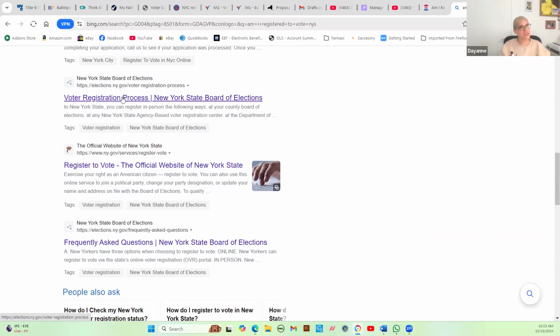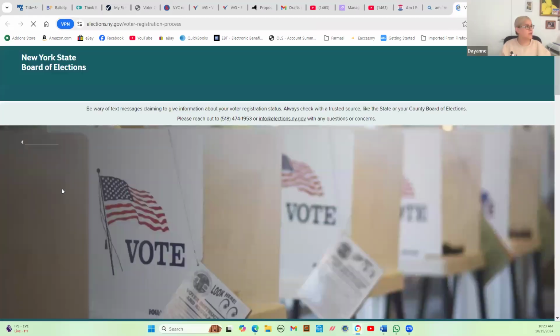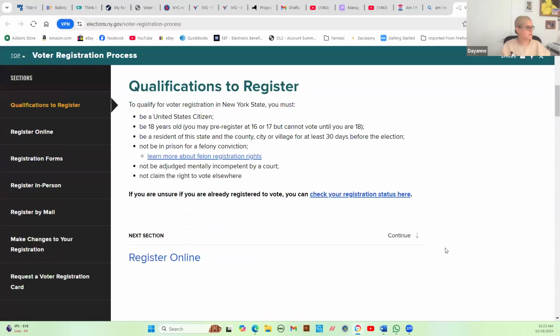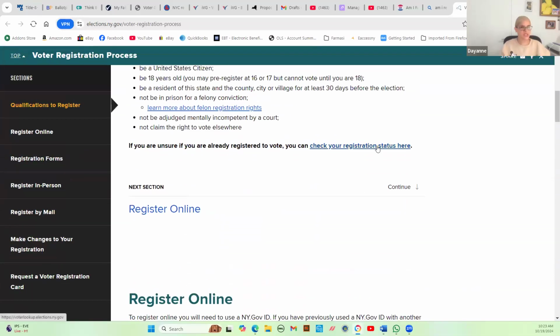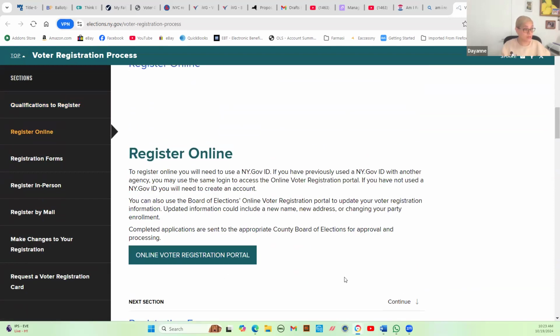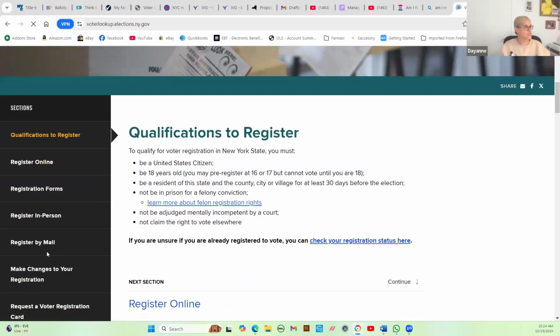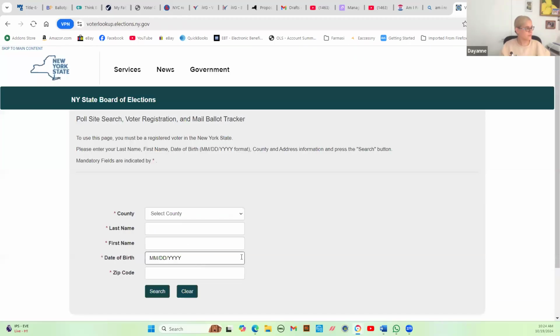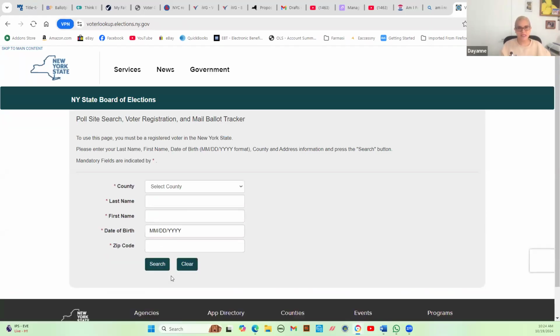I don't know if your registration information will appear in the New York City website, but if you're out of the 5 boroughs, then you would go here, voter registration process. Check your registration status here, or register online if you haven't registered to use the portal. But you would check your registration status here. You would put your county, your first name, date of birth, zip code, the same exact thing that I put in the other page. That's what you would put here and click on search. And this will cover the whole entire state.